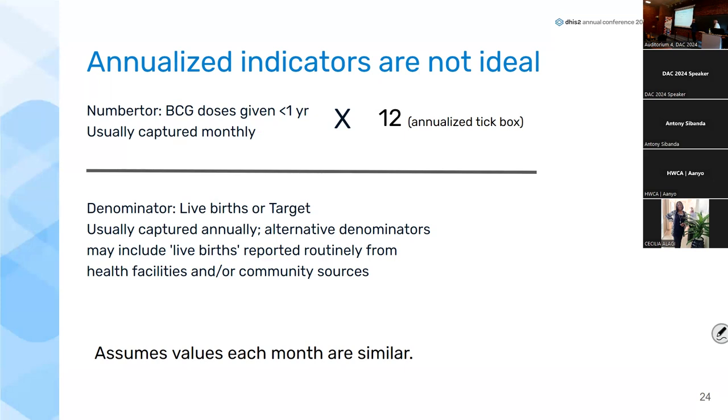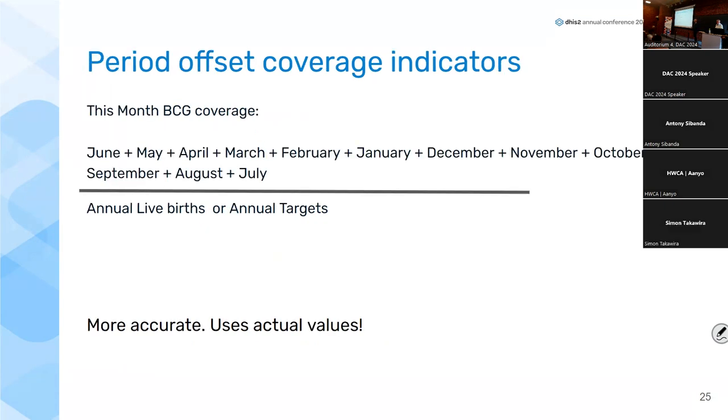Well, what we're able to do now, using the period offset functionality, is add up a value over time. So you say, I want an actual annualized value. I can say this month plus last month plus the month before that, plus the month before that, and actually get a real value for your numerator if you're comparing against targets, as opposed to just saying, I assume this month's value is the same for the entire 12-month period, which is what that annualized button does.